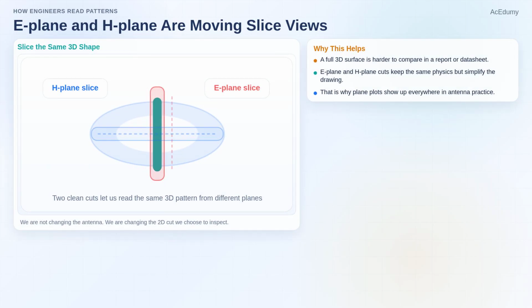Because the full three-dimensional pattern is hard to draw on paper, we often inspect important two-dimensional cuts. The E-plane is the plane that contains the electric field vector and the direction of maximum radiation. The H-plane is the plane that contains the magnetic field vector and the direction of maximum radiation. These cuts let us compare antennas without always drawing the full three-dimensional shape.